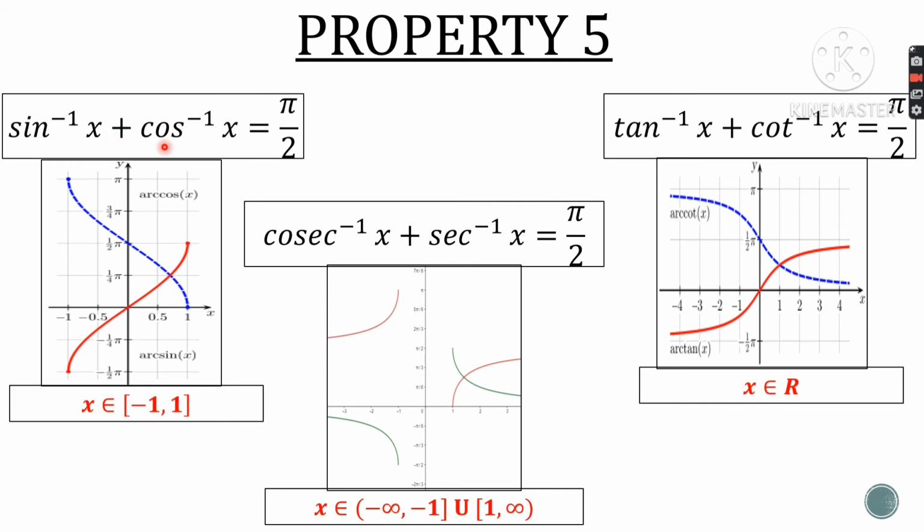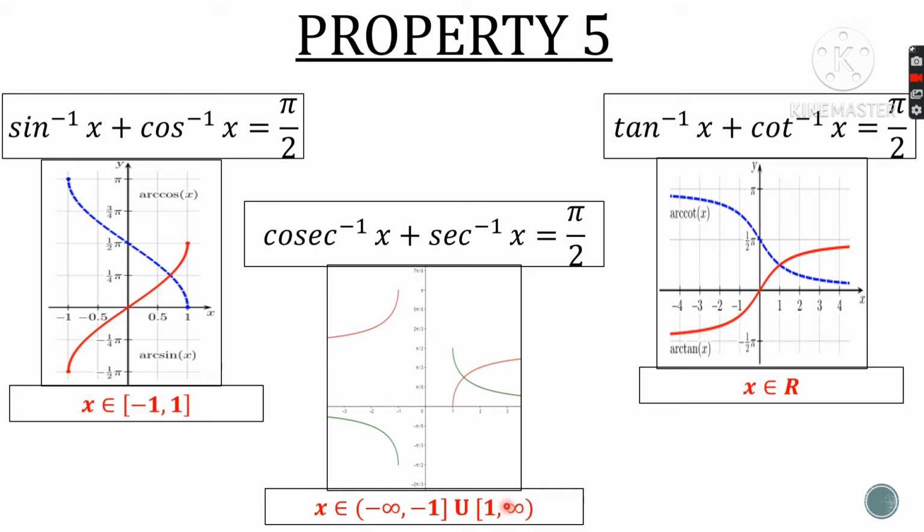And why do we get this? Because we get complementary angles. Next, tan inverse of x plus cot inverse of x is pi by 2, and this is true for all real values of x. X belongs to R. This is the graph for tan inverse x, and this one is the graph for cot inverse x. Next one, cosec inverse x plus sec inverse x is pi by 2 for x either less than or equal to minus 1 or x greater than or equal to 1.